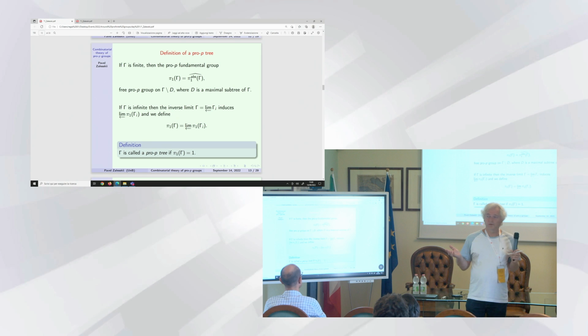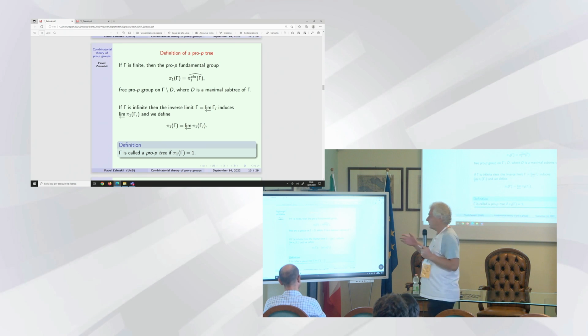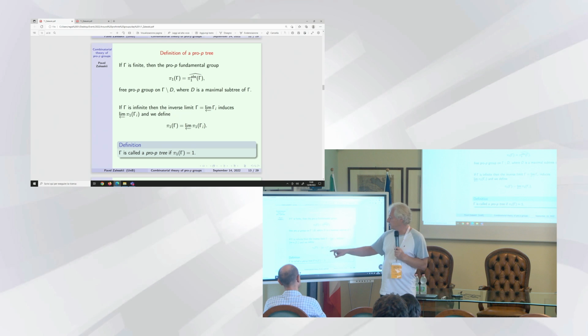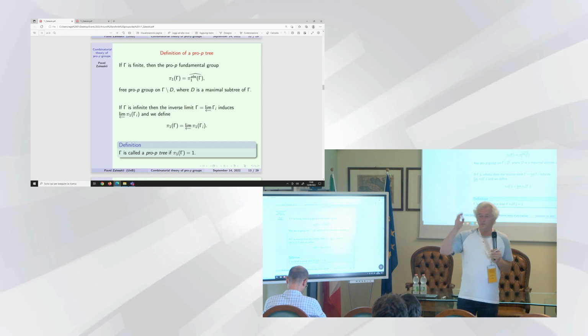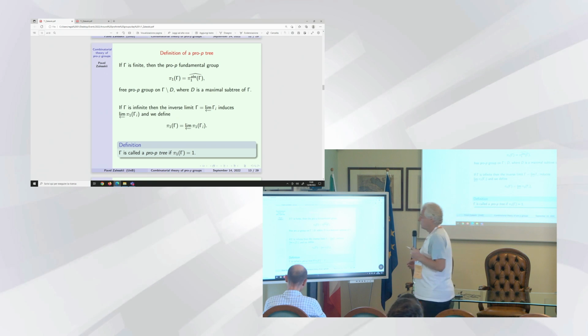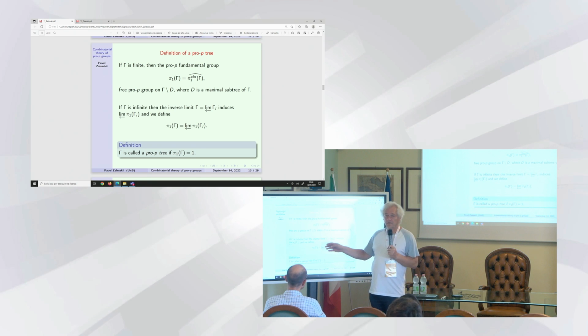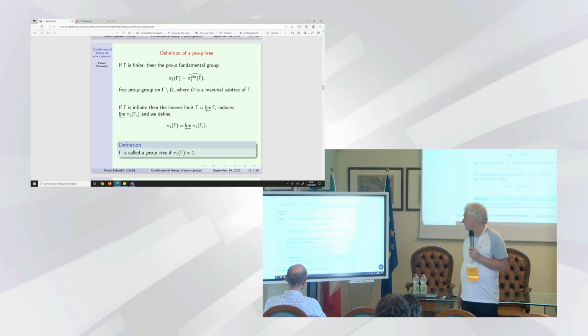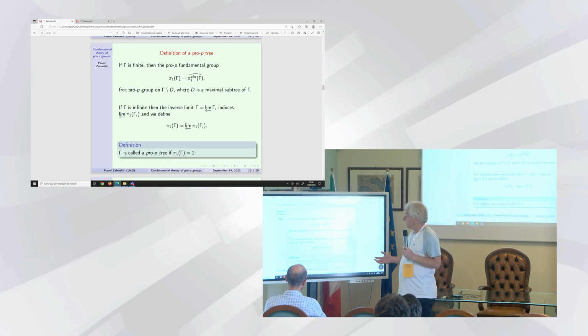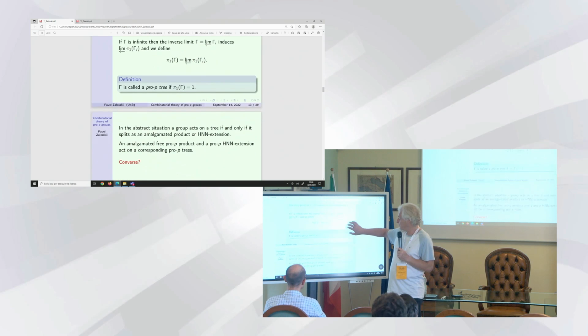If we have a free group, for the pro-p completion we get a free pro-p group. All right, but then this inverse system induces an inverse system of our completions, pro-p groups. Then we take the inverse limit of this, and we call this the fundamental group. And then if the fundamental group is trivial, we say that gamma is a tree, a pro-p tree. All right. Good. So we have already the fundamental group of a graph.